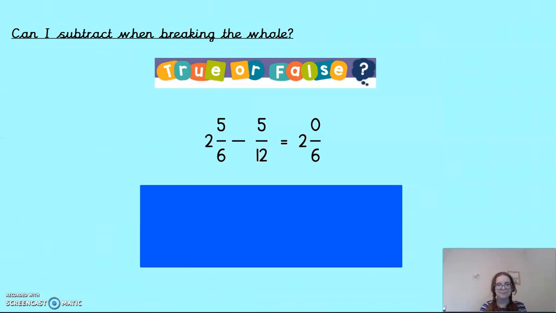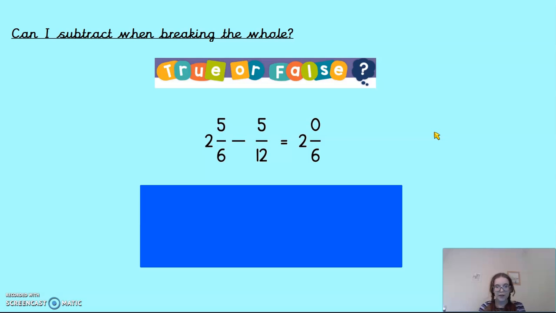E. Okay, so here is a true or false question. It says 2 and 5/6 take away 5/12 equals 2 and 0/6. Is that true or false? Well, you need to decide whether it's true or false, and you need to prove it. How are you going to prove it? Okay, pause me here, and when you're ready, I will show you the answer.